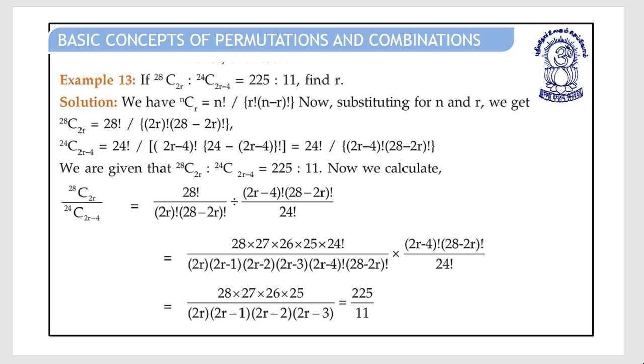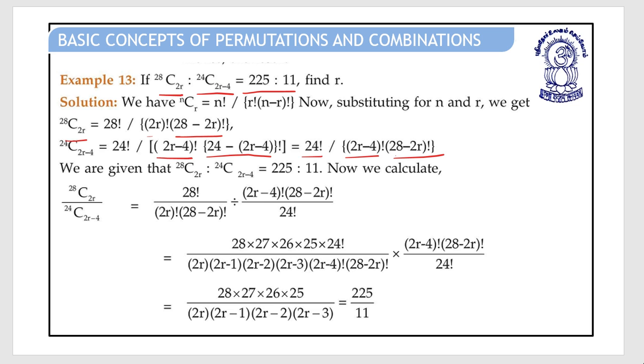Now example number 13. 28C2r is to 24C(2r minus 4) is equal to 225 is to 11. Find r. Here 28C2r is equal to 28 factorial upon (2r) factorial (28 minus 2r) factorial. And 24C(2r minus 4) is 24 factorial upon (2r minus 4) factorial and (24 minus (2r minus 4)) factorial. So you will get 24 factorial upon (2r minus 4) factorial (28 minus 2r) factorial. Okay, now take the ratio, 28C2r upon 24C(2r minus 4).